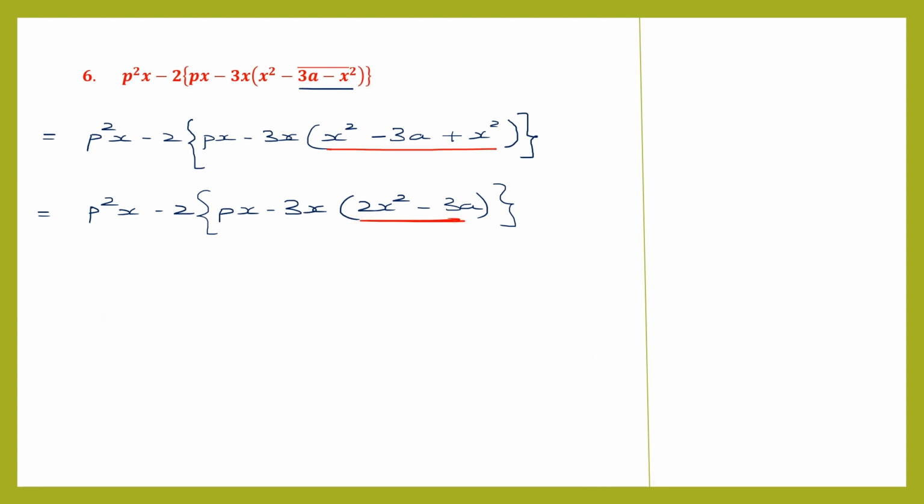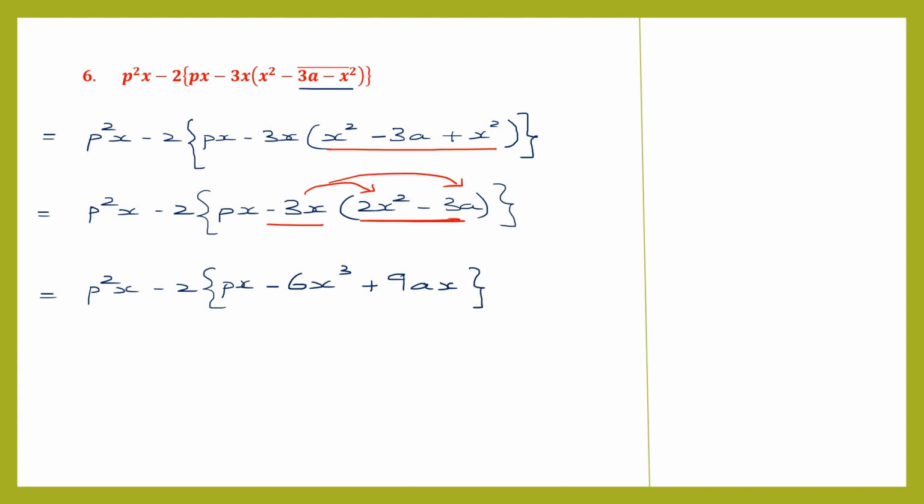So we straight away do the multiplication of minus 3x into each term inside. So here you write p square x minus 2 curly brackets px. Now we are going to multiply minus 3x into each term. So the sign is minus, 3 into 2 is 6, x into x square is x to the power of 3. Now we multiply minus 3x into minus 3a. Minus into minus is plus. 3 3s are 9. x into a is xa or ax if I write it in alphabetical order. And then close the brackets.